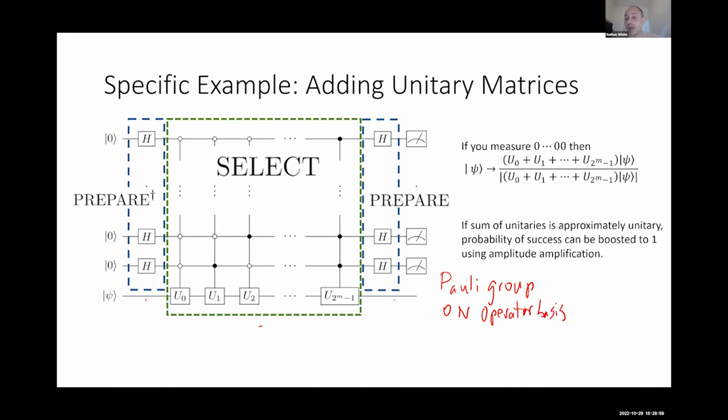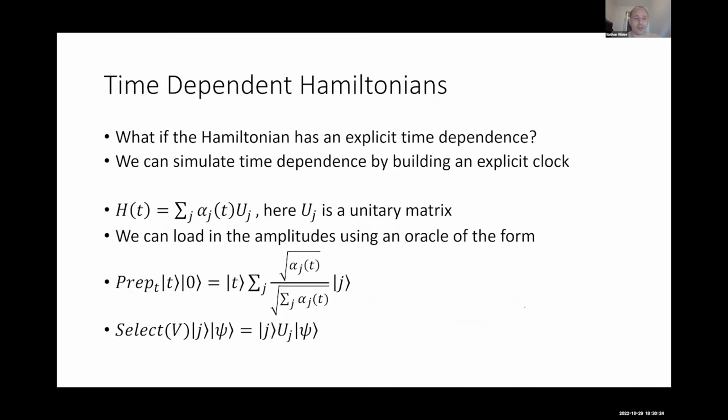And so every matrix can always be expressed as a sum of Pauli operators. And because Pauli operators are unitary, this ends up meaning that every square matrix, at the very least, can always be written as a sum of Pauli operators. And thus, this circuit template is capable of block encoding an arbitrary matrix. So that's how the whole thing ends up going.